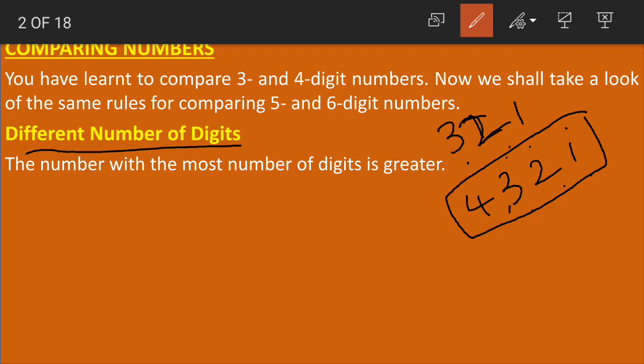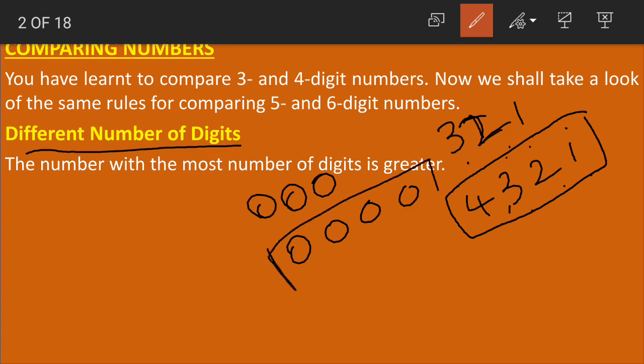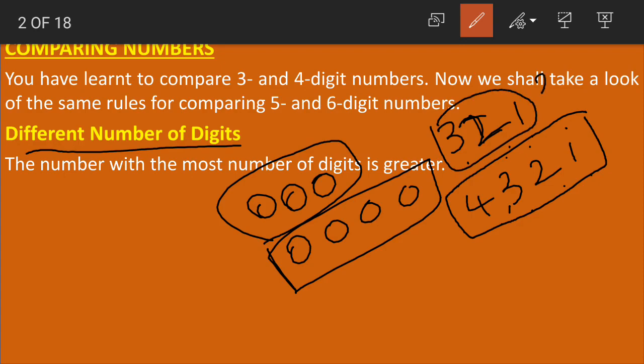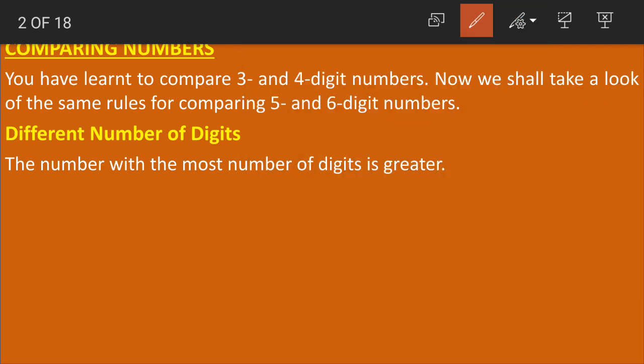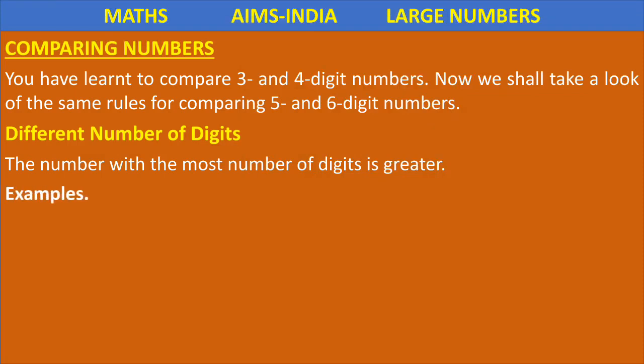Understood? If I give you 3 chocolates and I keep 4 chocolates on the other side, what will you say? You will say that yes, 4 chocolates are more. In the same way, in this number we have only 3 digits, but in this number we have 4 digits. So the number with 4 digits obviously becomes the greater number. Yes or no children? Yes.